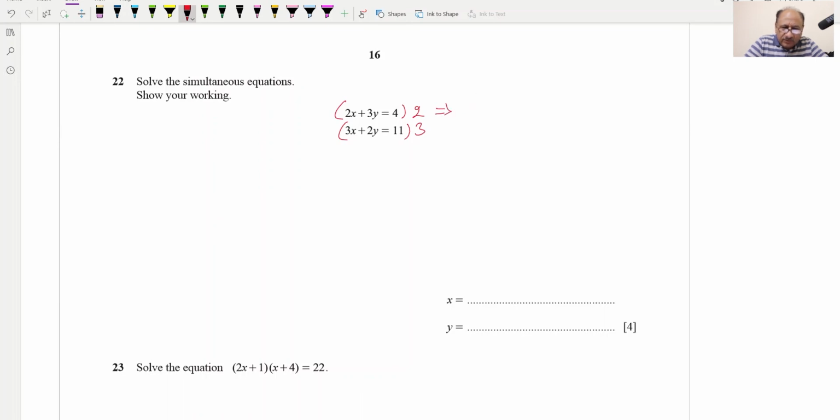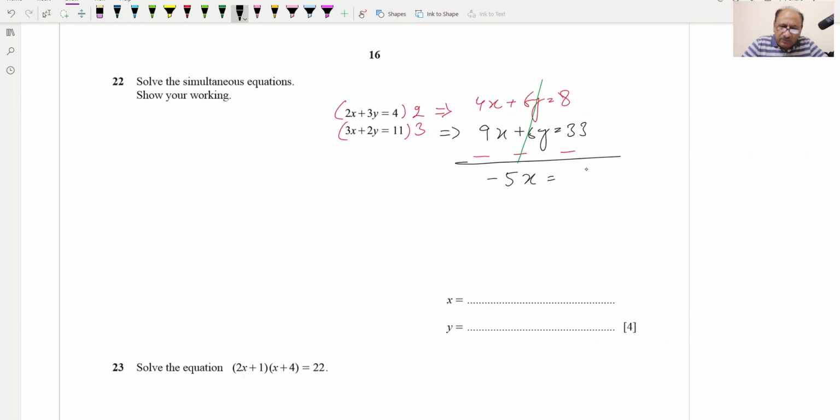So this implies 4x plus 6y is equal to 8. And the second equation we can write as 9x plus 6y is equal to 33. Now we can subtract. When we subtract, we are changing sign, and after changing sign we'll be cancelling. The 6y will be cancelled, and we can write 4 minus 9 will be minus 5x.